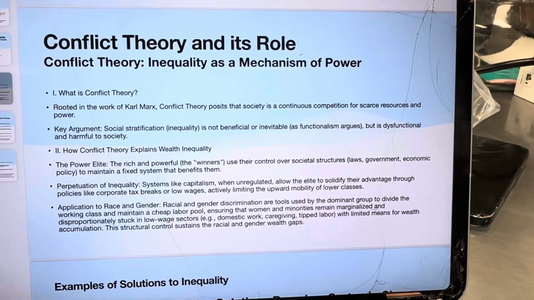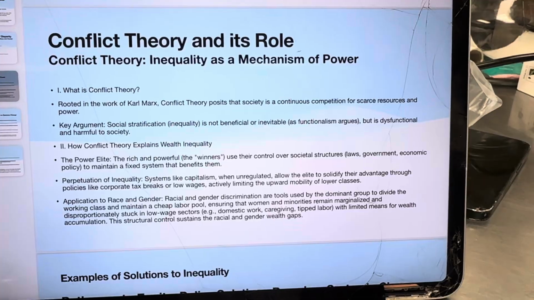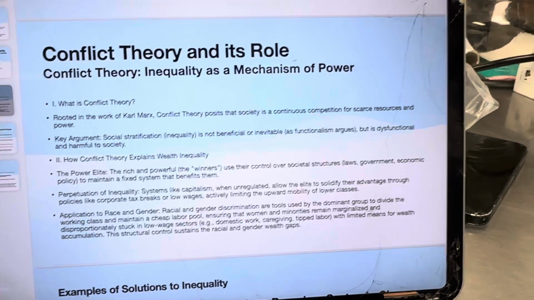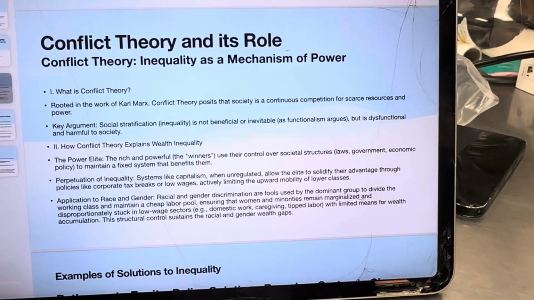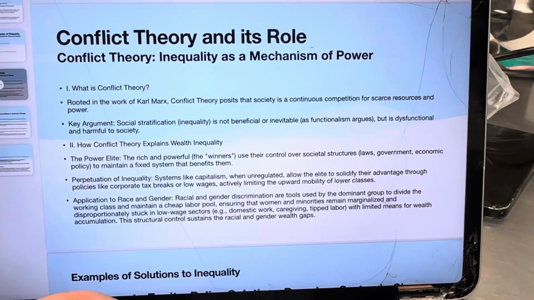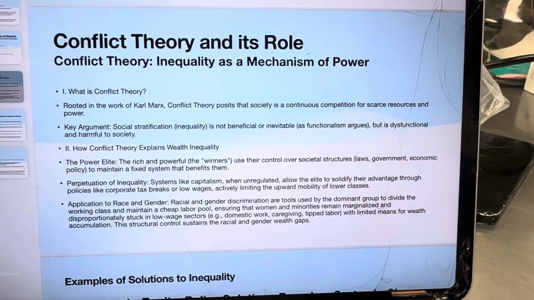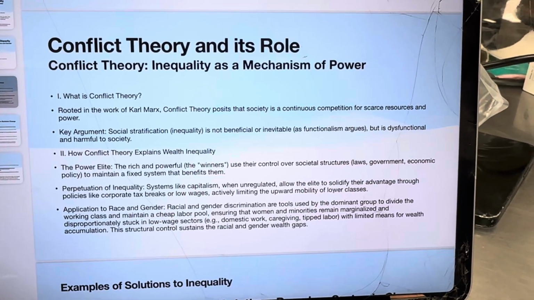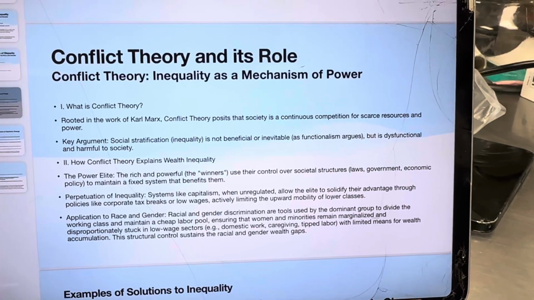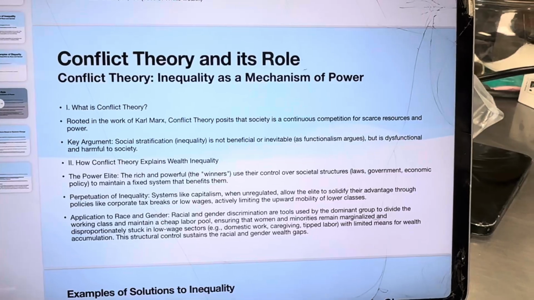How conflict theory explains wealth inequality. The rich and powerful use their control over societal structures to maintain a fixed system that benefits them. Perpetuating inequality: systems like capitalism, when unregulated, allow the elite to solidify their advantage through policies like corporate tax breaks or low wages, actively limiting the upward mobility of lower classes.